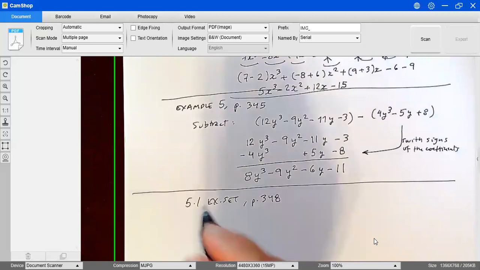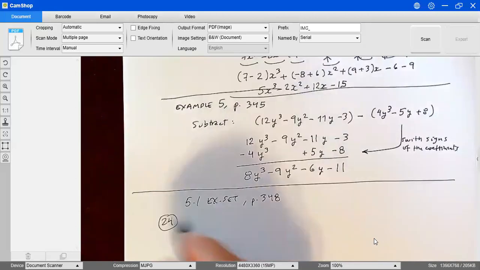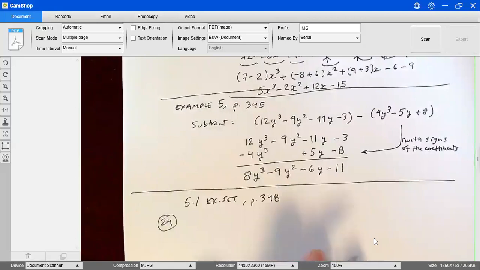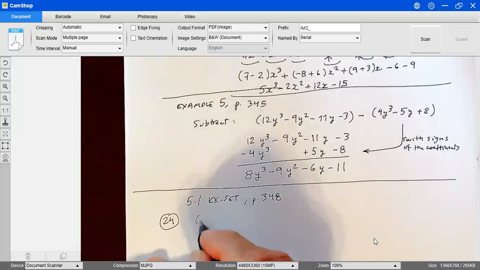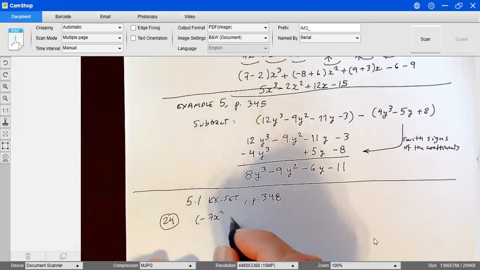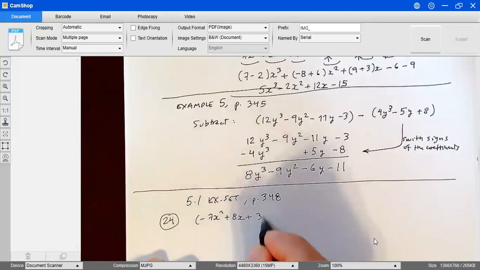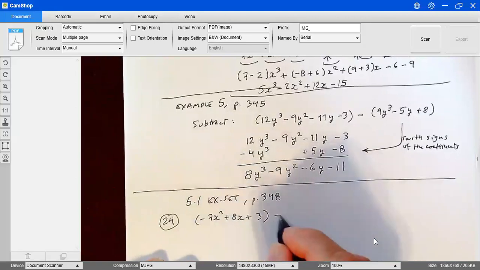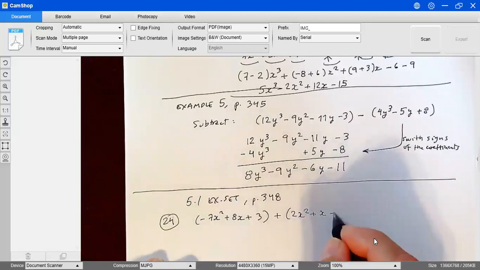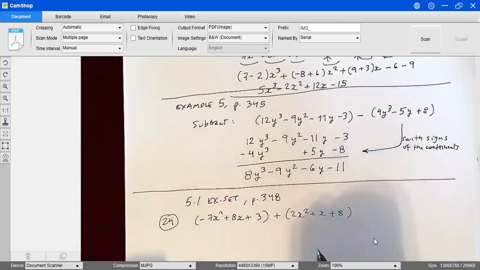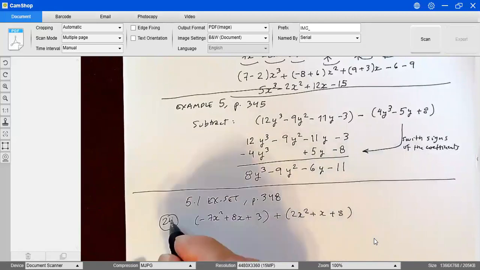So 24. You just perform the indicated operations. So you have a negative 7x squared plus 8x plus 3 plus 2x squared plus 8x plus 8. That's my first polynomial operation. It's just an addition of two polynomials.